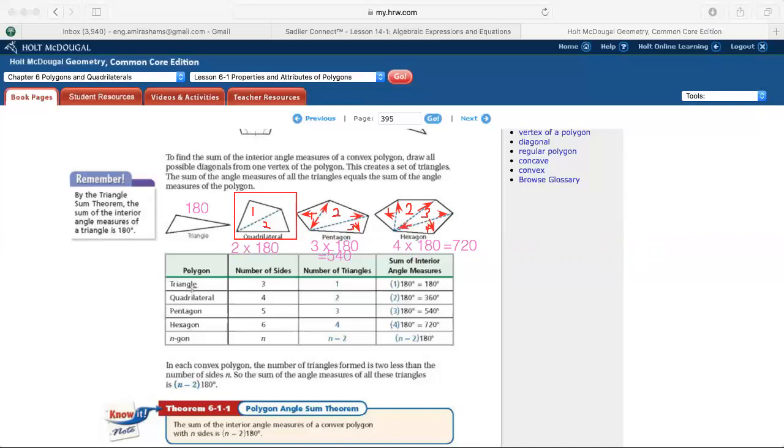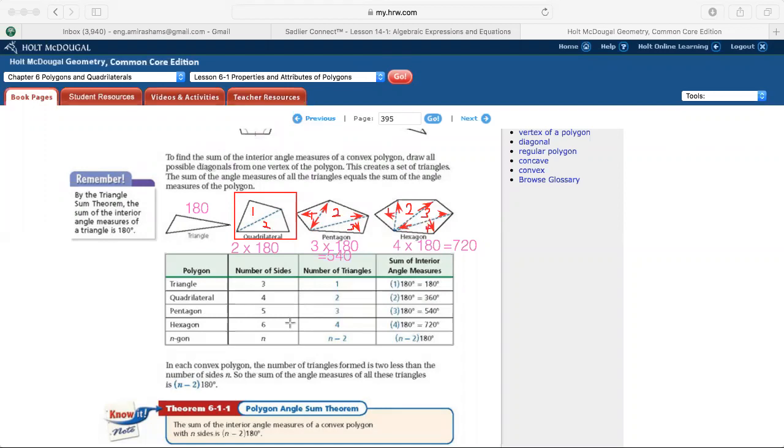How can I do it here? Look at the table. Triangle: number of sides is 3, number of triangles is 1. So it is 1 multiplied by 180, 180. Quadrilateral: 4 sides. I have in the quadrilateral 2 triangles. So 2 multiplied by 180, 360.